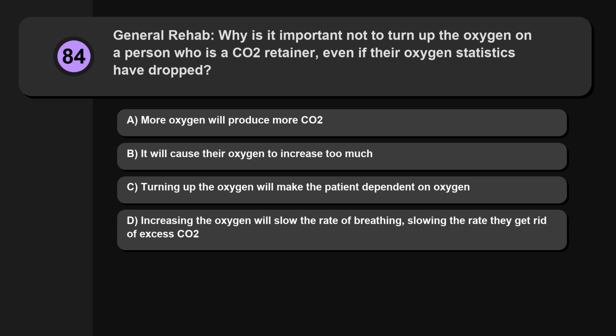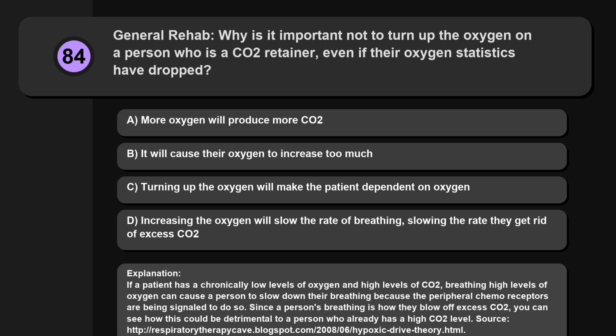Question 84. General rehab. Why is it important not to turn up the oxygen on a person who is a CO2 retainer, even if their oxygen saturations have dropped? Option A. More oxygen will produce more CO2. Option B. It will cause their oxygen to increase too much. Option C. Turning up the oxygen will make the patient dependent on oxygen. Option D. Increasing the oxygen will slow the rate of breathing, slowing the rate they get rid of excess CO2. The correct answer is option D.